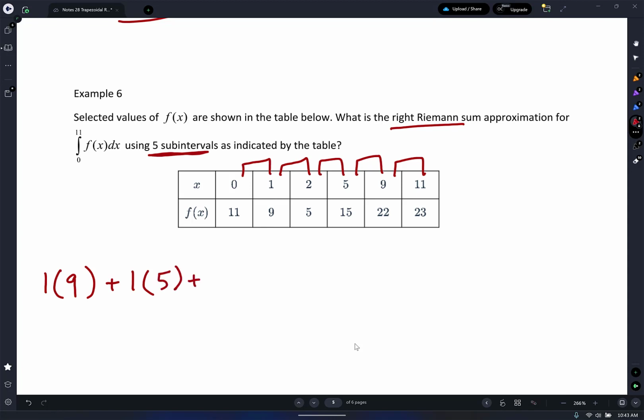What's the width between 2 and 5? 3. And what value am I using? 15. Plus, what's the delta x between 5 and 9? 4. And what value am I using? And then between 9 and 11? 3. And what value am I using? Wait, is it 3? 9, 10, 11. 2. It's all good. It's all good.